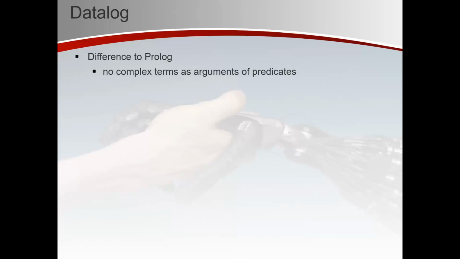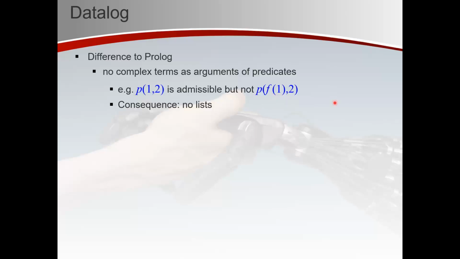We can't have complex terms as arguments of predicates. So anything like compound complex terms is disallowed. We can only have non-complex arguments, and this means we don't have lists. Lists, you remember, are complex terms in the way that they're internally built with an operator and always have a first argument that's the first element of the list and a second argument that's the rest of the list. So we can't have lists.